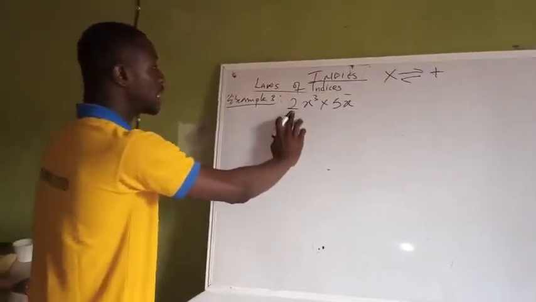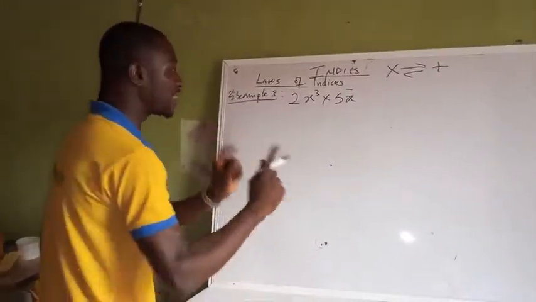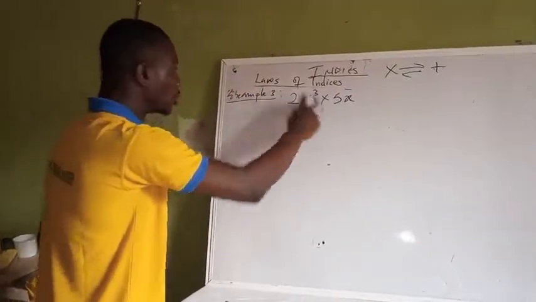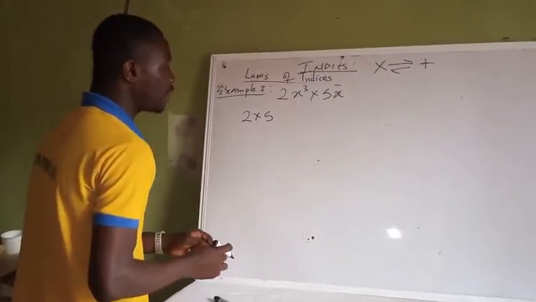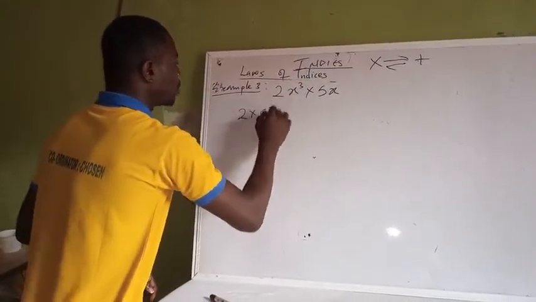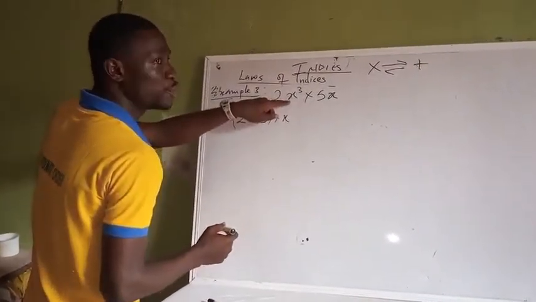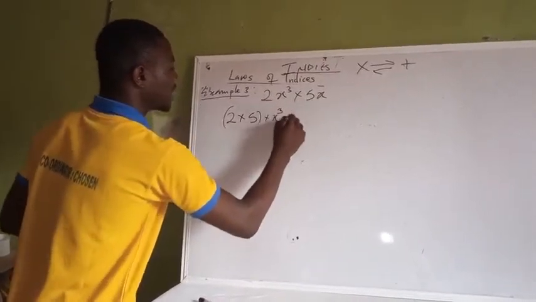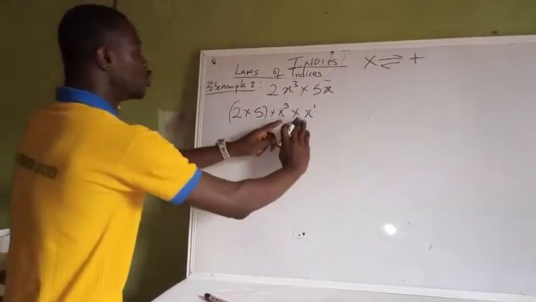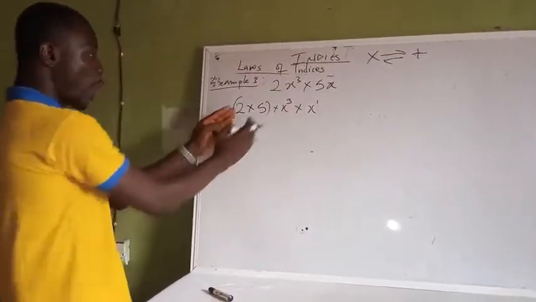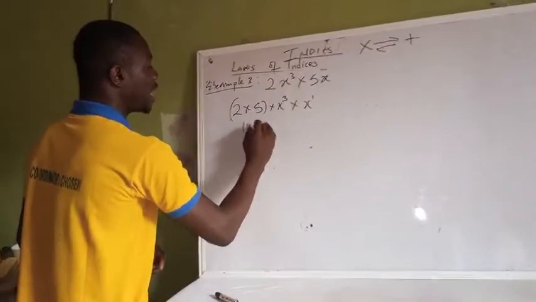Now, this is a coefficient of 2 and a coefficient of 5. These 2 and 5 will only be affected by the sign of multiplication. So we have 2 times 5. Are you with me? So we have 2 times 5, times x raised to power 3 times x raised to power 1. Am I communicating now? Now you are bringing out the coefficients. So this 2 times 5 will give me 10x.